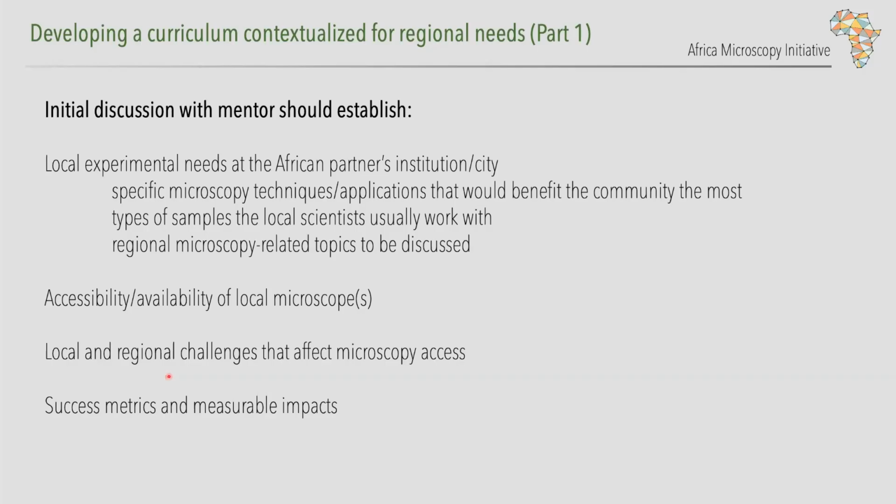We also have to establish the accessibility and availability of local microscopes. We obviously cannot keep talking about super resolution microscopes and light sheet microscopes and ignore what they really need the most, which could be a high throughput slide scanner or even a wide field microscope. And local and regional challenges that affect microscopy access, so that you can start to think about how you can tailor the entire curriculum to create the most benefit for the mentees.